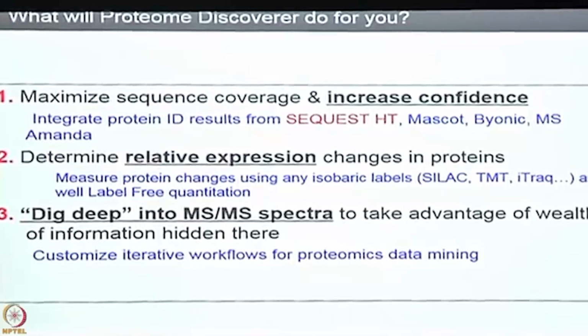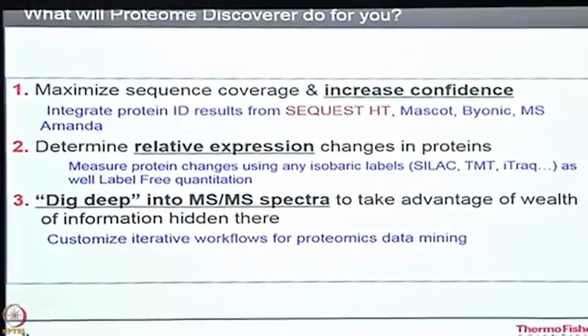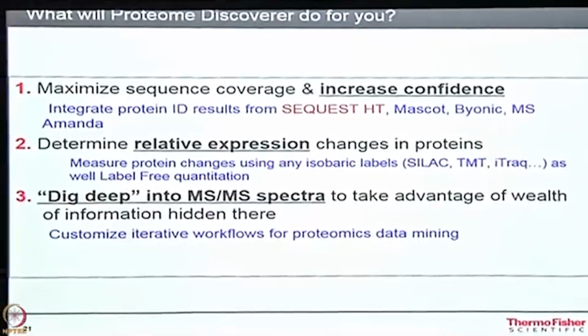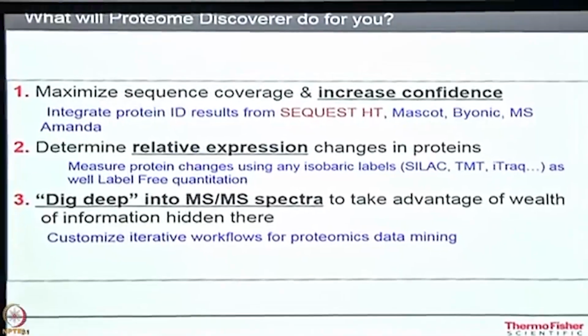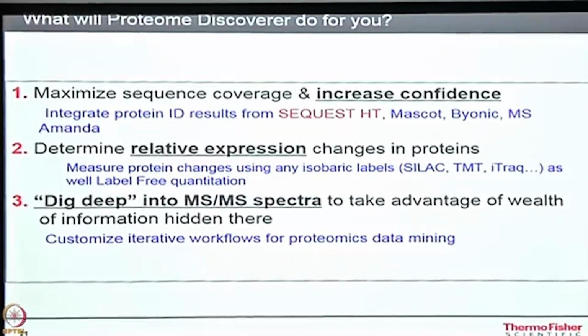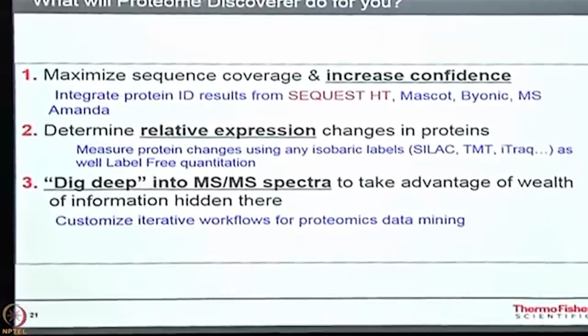It has different search engines like Sequest, Mascot, Byonic, and Amanda. Out of these, Sequest is freely available and comes integrated with Protein Discoverer. Other search engines, Mascot or Byonic, have to be purchased with a license.